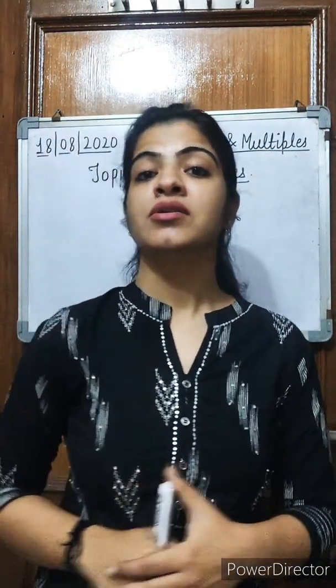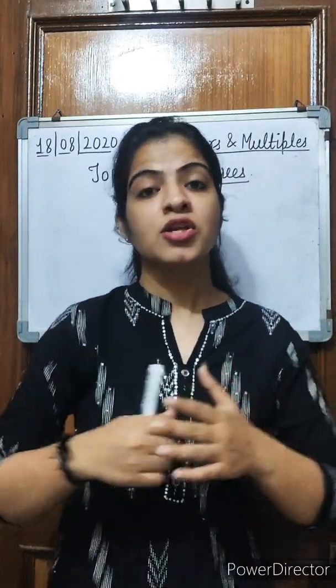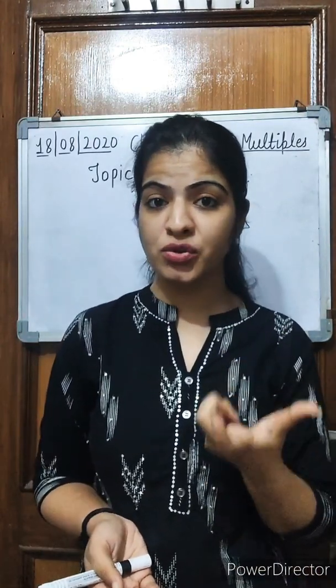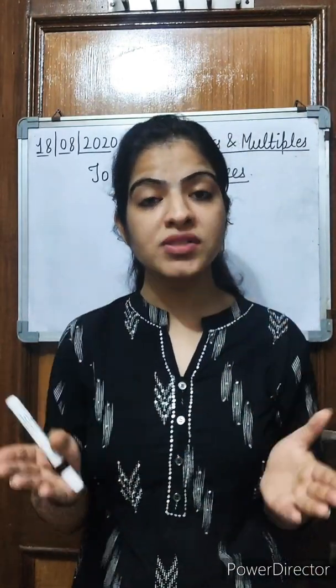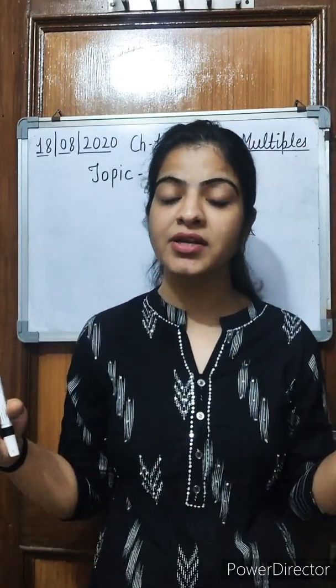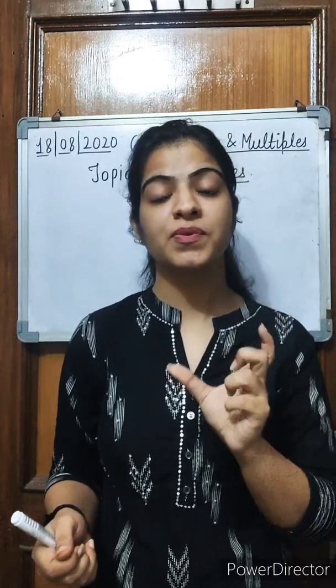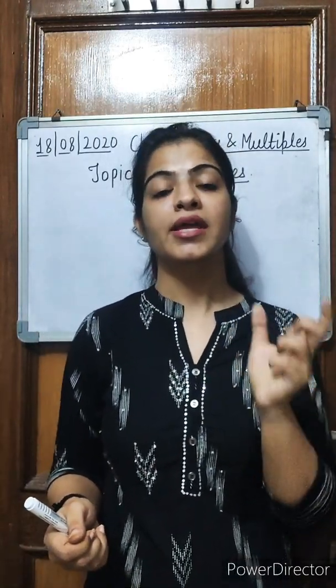So as you know, trees have some branches, right? So with the name factor trees, we have to make some branches of a particular number. We have to make some branches of a particular composite number and split it to get its product of prime numbers. We have to express that composite number as a product of prime numbers.